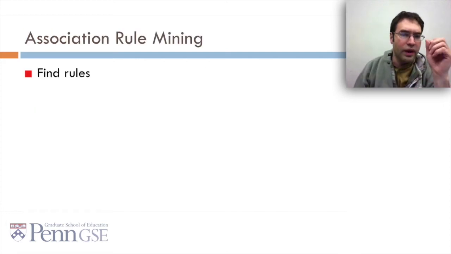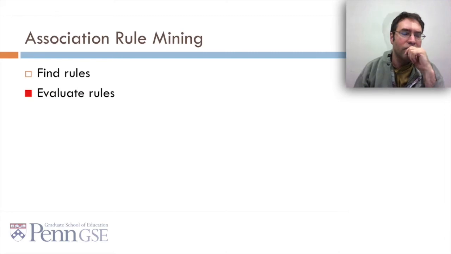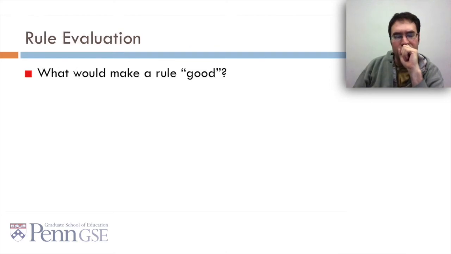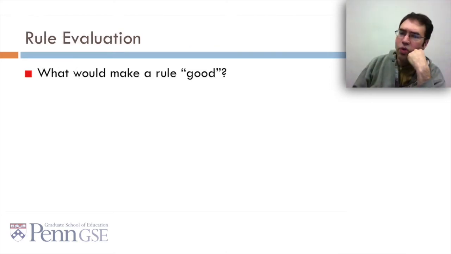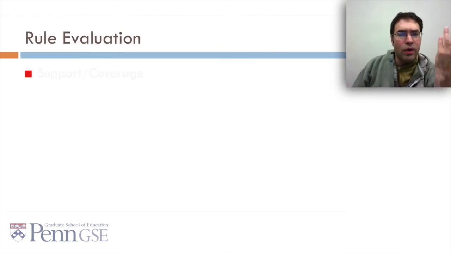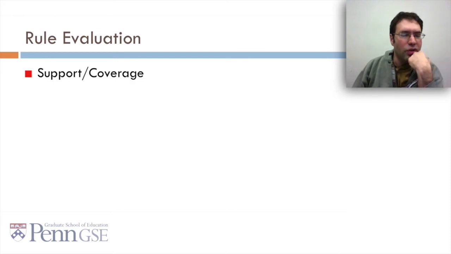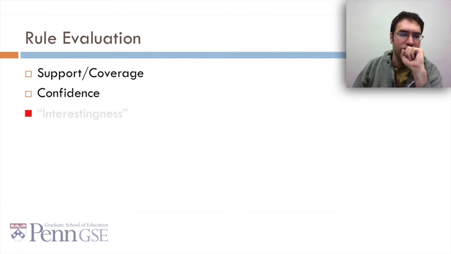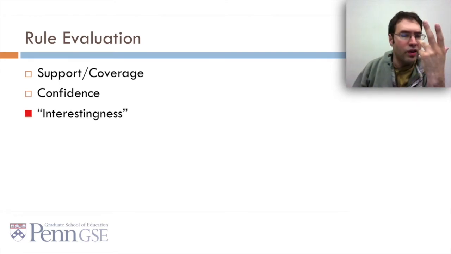So association rule mining, what's the process? First we find rules, then we evaluate the rules. I'll talk first about the procedure for evaluating the rules, because it actually influences the procedure for finding them. So, what would make a rule good? Well, the first thing is a metric called support or coverage. And the second one is a metric called confidence. And the third one is a set of metrics that are collectively called interestingness.